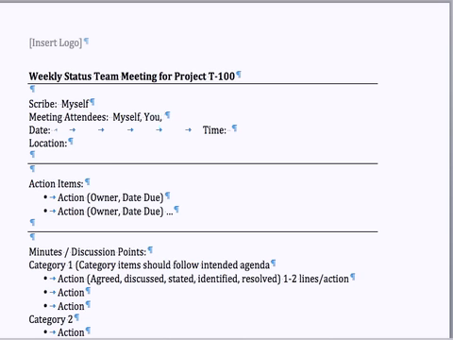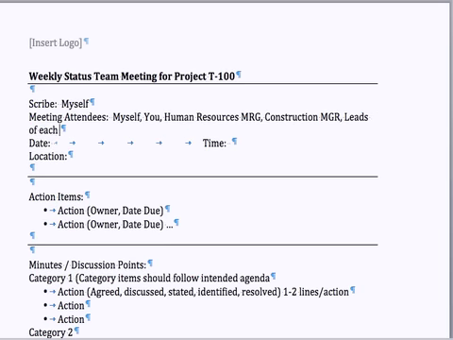The attendees: myself, your first and last name. You put the first and last name of the human resources manager we had mentioned in the previous meetings, and as we had mentioned in the previous documents, the construction manager or engineer, and it goes on. The people that should be included here are the leads of each work stream and the project management team. So those are the people that should be included in this weekly meeting if you have the weekly meeting.